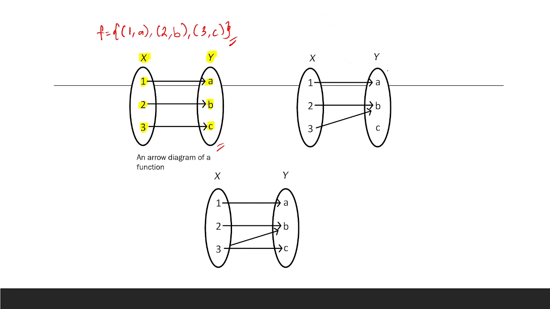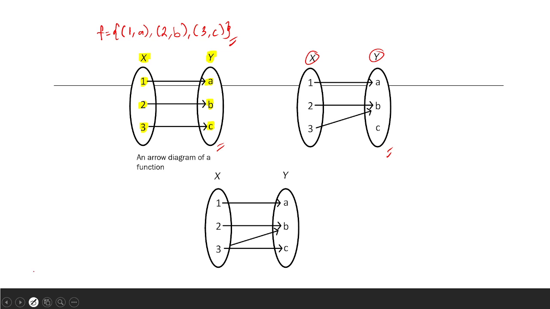Now, how about this one? This is the second arrow diagram na meron tayo. So, this is still two sets. We have set x and set y. And yung set x, numbers pa rin yung laman. And yung set y ay letters pa rin yung laman natin. Now, the question is this a function or not?